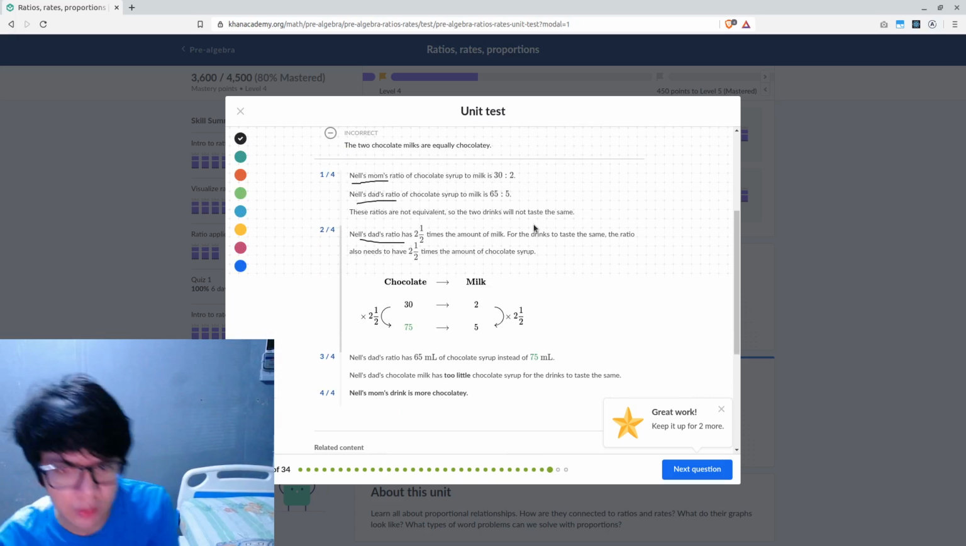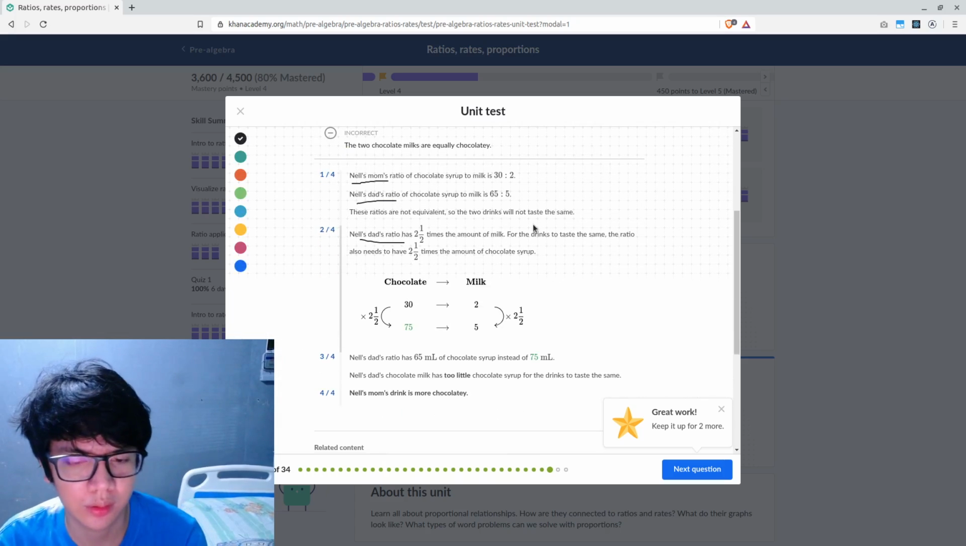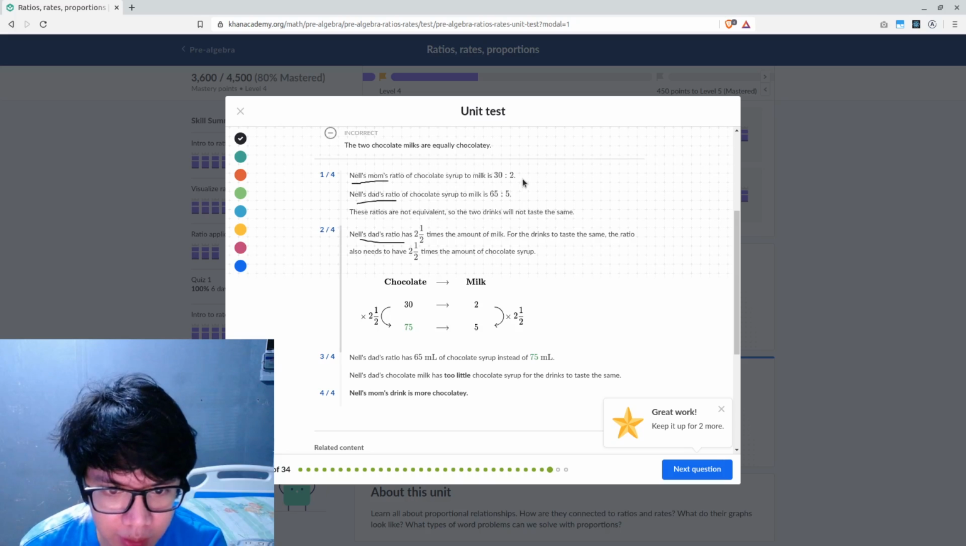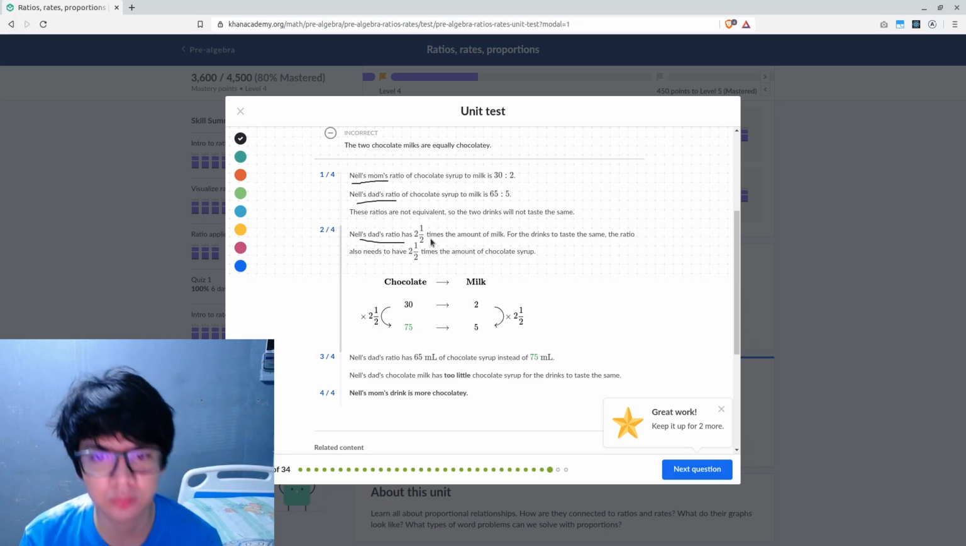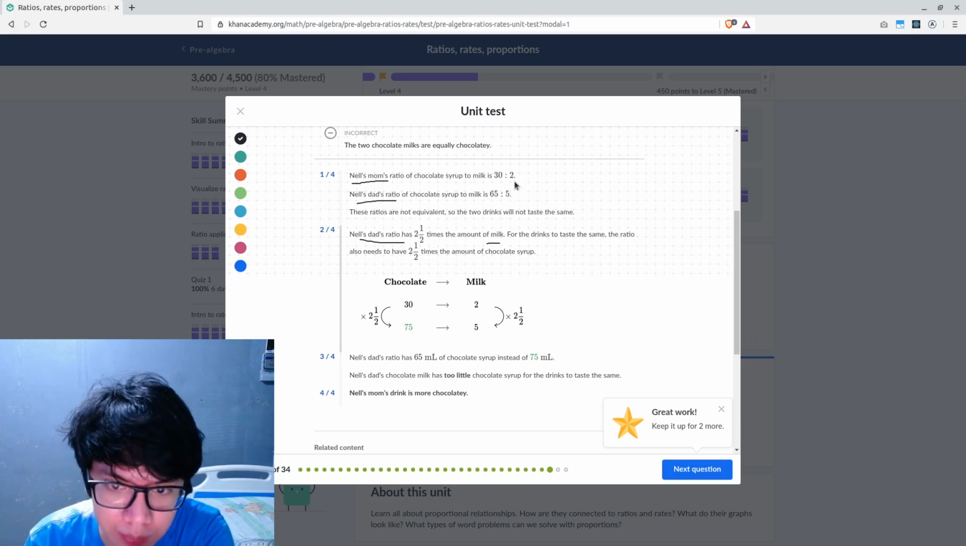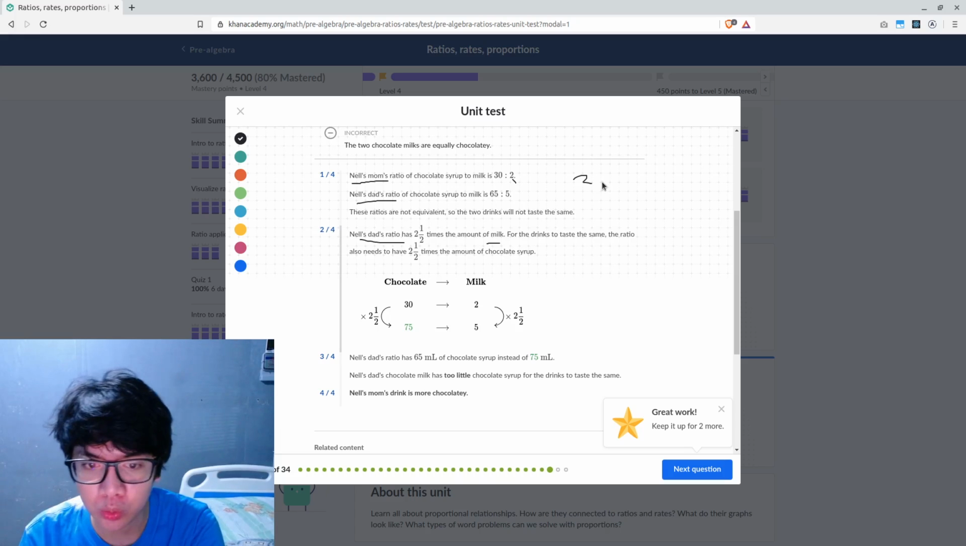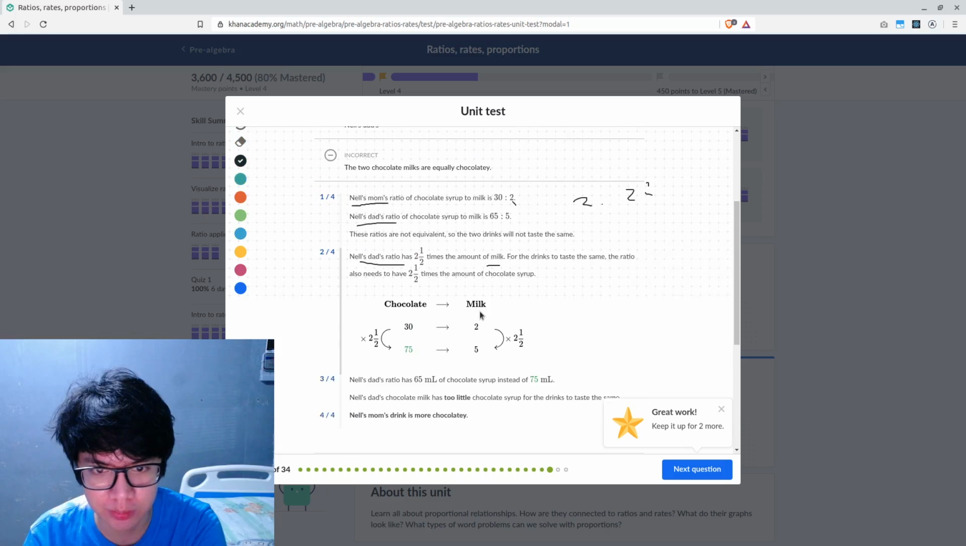What the heck? Then it's applying that to mom's ratio. Oh, it's this, I guess, the 2. Amount of milk. This is the milk. So 2 times 2 and 1/2 is going to be 5. So, okay, it's a bit confusing.